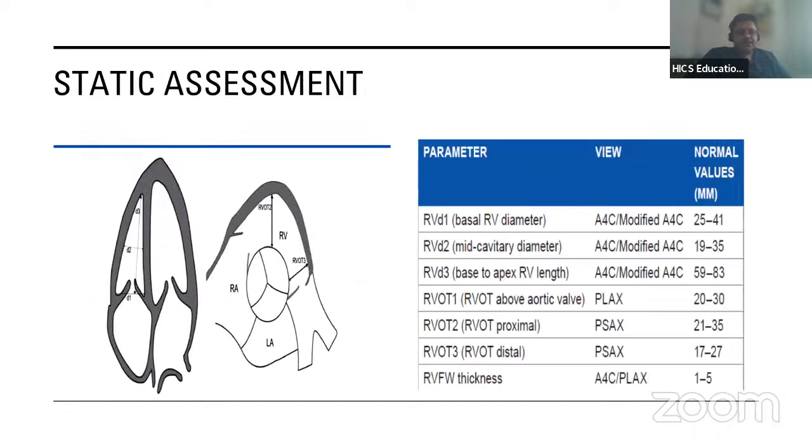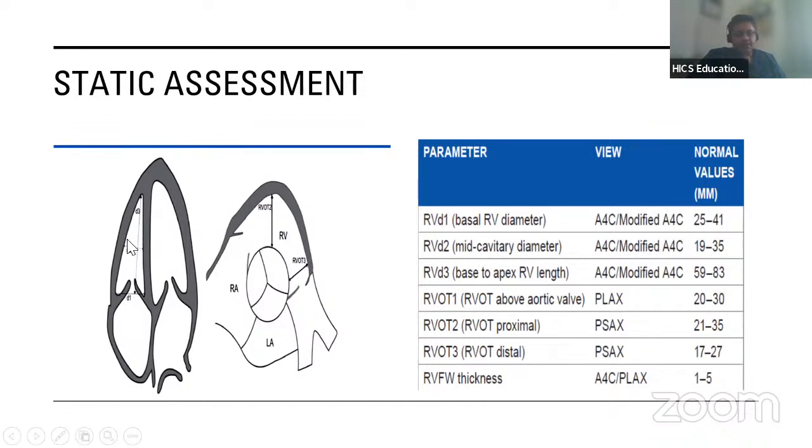So the static assessment, once you get the apical four-chamber view of the heart, a static assessment can be made of the sizes of chambers of the heart. You can measure the basal RV diameter. You can look at the mid-cavitary diameter. You can look at the basal RV diameter in the apical four-chamber view or the modified apical four-chamber view, which Guru Prasad described last week. And the normal value for the basal RV diameter is 25 to 41 millimeters.